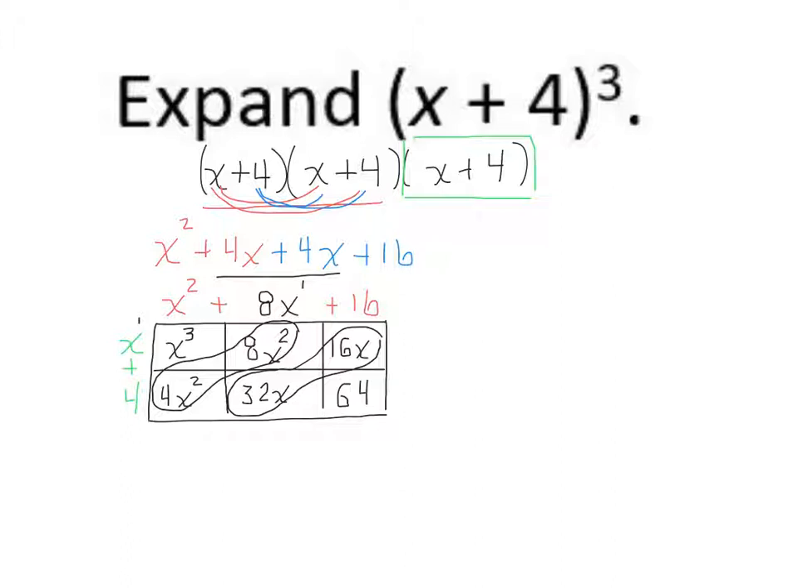So my final answer will be, I have only one x cubed, nothing to combine with it. 4x squared and 8x squared add up to 12x squared. 32x and 16x add up to 48x. And then the 64 is all by itself. So that is the expansion of x plus 4 quantity cubed.